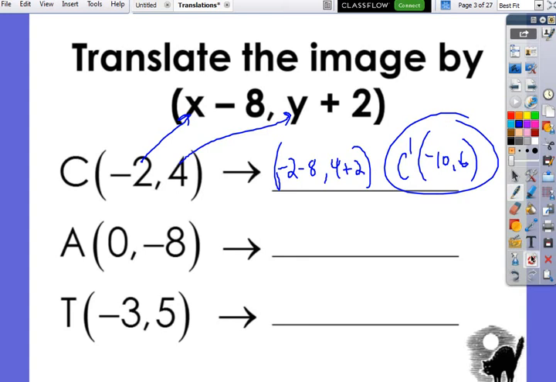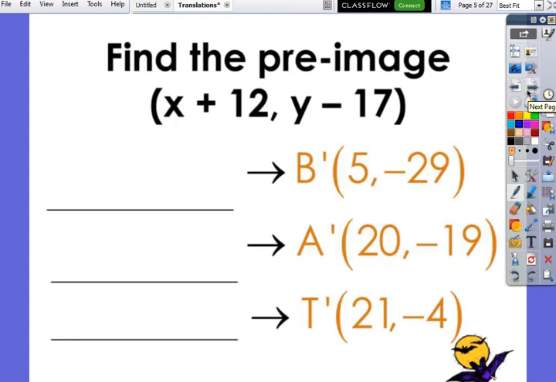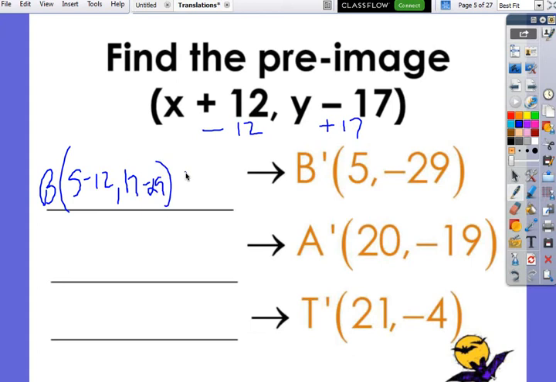If it says find the pre-image, what do we do? Whatever these are up here, change them. So this is going to be a -12 and a +12. So when I take this, all right, here I would say 5 minus 12 and 17 minus 29. So I wind up with -7, -12.